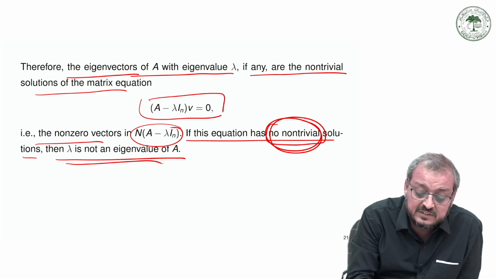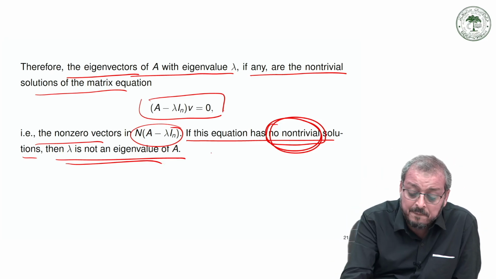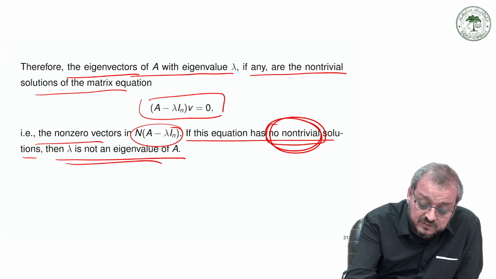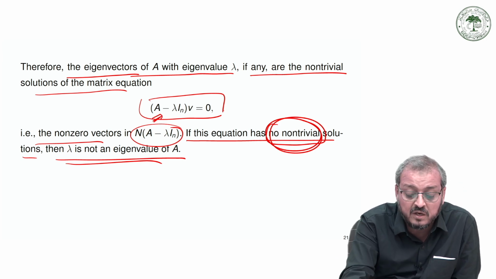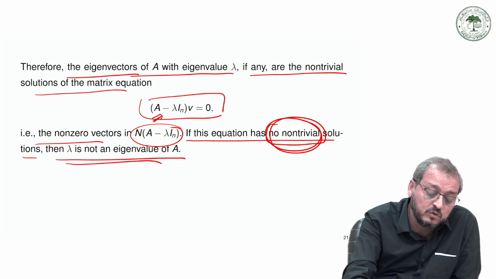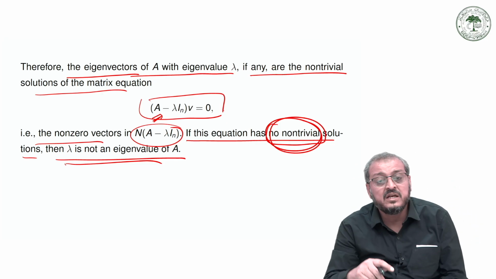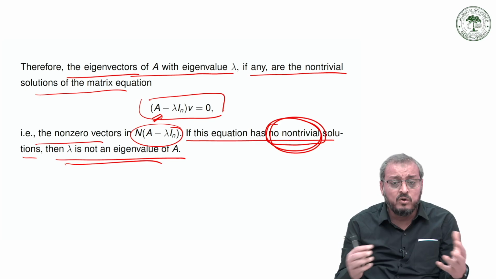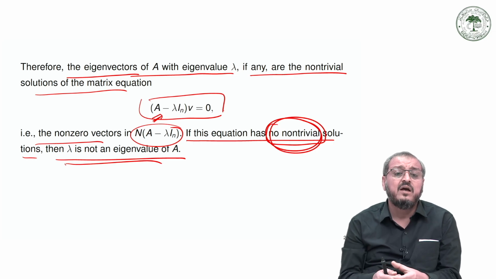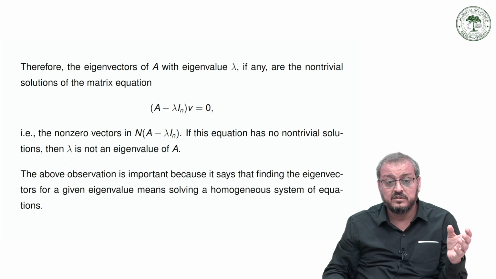So we clearly say that this is a non-zero vector in the kernel of A minus lambda I. If I simplify this equation and it has no non-trivial solution, then lambda is not an eigenvalue for this matrix A. So we can say that if the equation has no non-trivial solution, then lambda is not an eigenvalue of A.